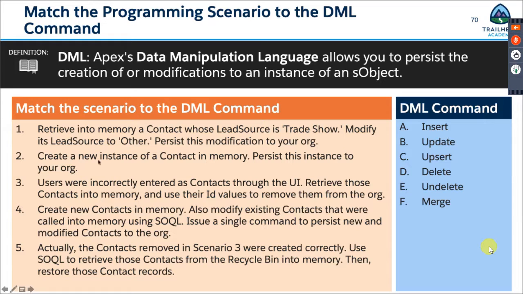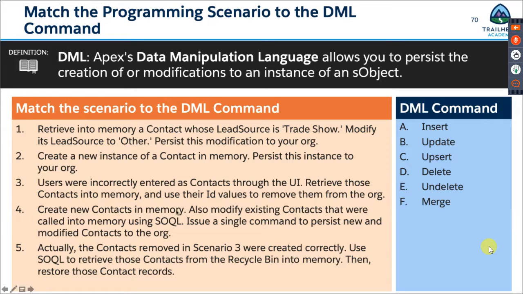Scenario number 2, create a new instance of a contact in memory and then persist this new instance to your Salesforce org. And if you're thinking insert, you are absolutely correct. Scenario 3: users were incorrectly entered as contacts through the UI. You want to retrieve those contacts into memory and use their ID values to remove them from the org. And if you're thinking of a delete, you are absolutely correct.